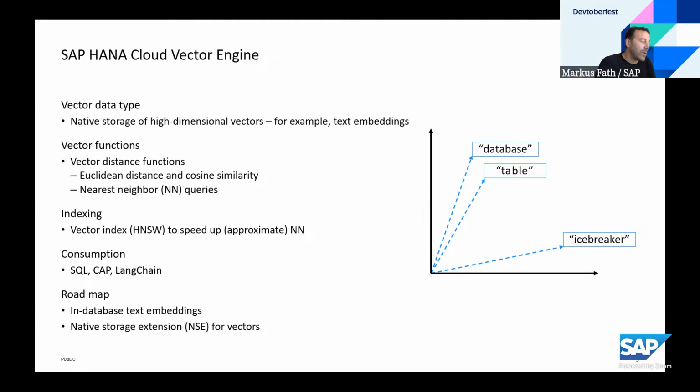One of the things that we have on the roadmap is what we call in-database text embeddings. More on that in a second. And also support for native storage extension for the vector data type. So you can spill out actually these heavy vectors into a more cost-efficient storage, but still enjoy high-performing queries.